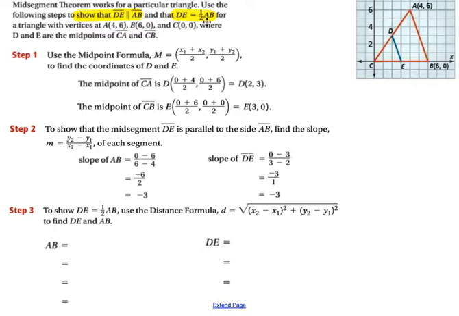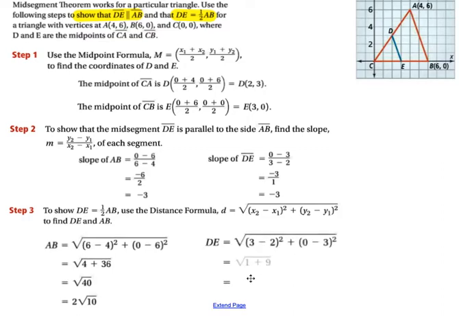For the second part, we just need to prove that DE is half as long as AB. And for that, we're going to use the distance formula, which you are familiar with. For segment AB, if we plug in the coordinates of A and B into the distance formula, we end up getting 2 square roots of 10, which in decimal is about 6.32. If we do that for DE using the coordinates we have for DE, we get 1 square root of 10. And we can obviously see that AB is twice as long as DE in radical form. The square root of 10 works out to be 3.16, so DE is definitely half the length of AB.